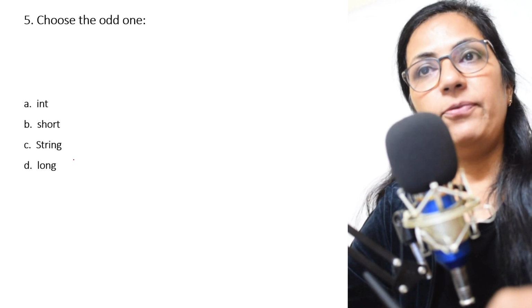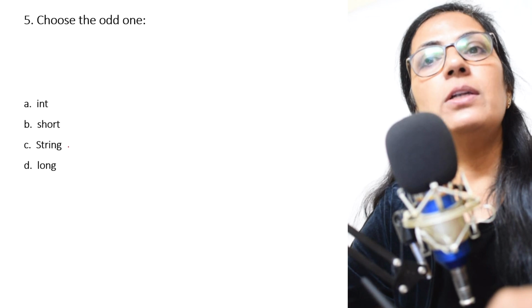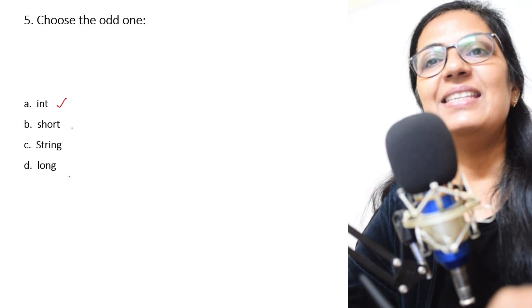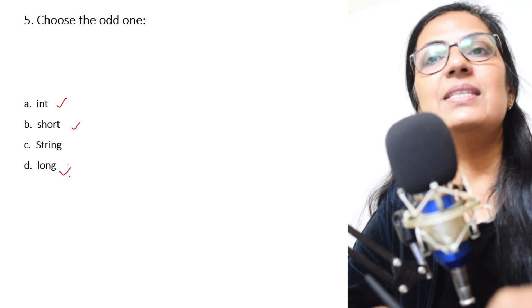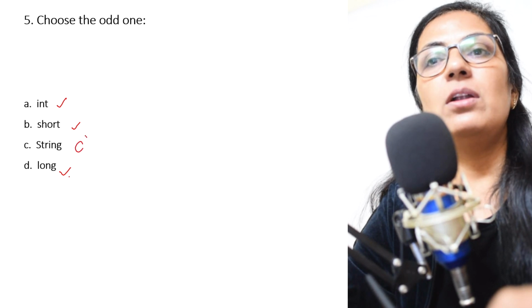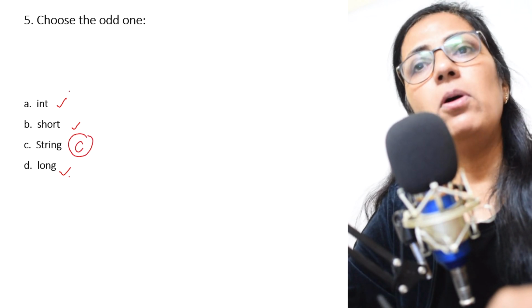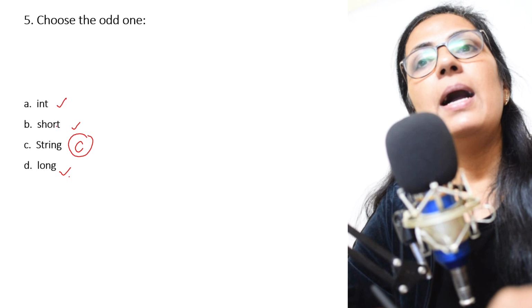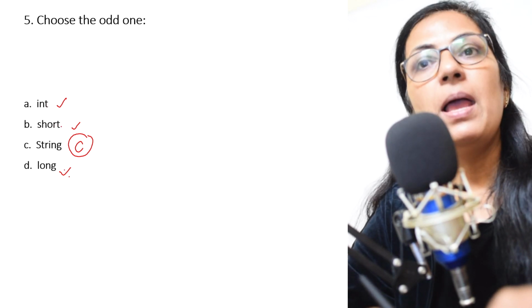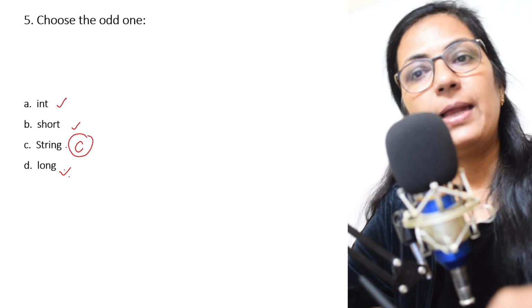Now we have the fifth question: int, short, string, long. Children, this is a very easy one, right? Int, short and long, these three are primitive data types and C is not a primitive data type. Or one more grouping we can do here: int, short and long are all of integer type and string is not of that group, right?